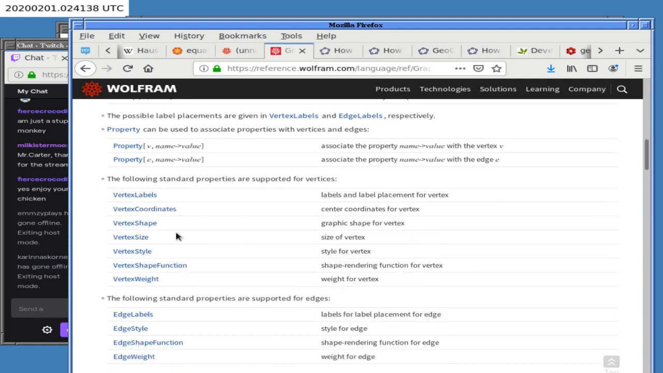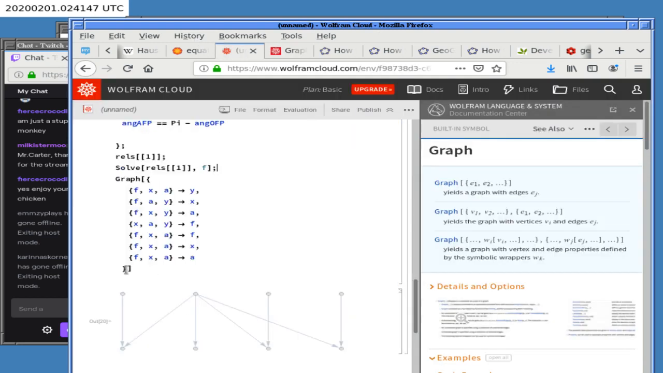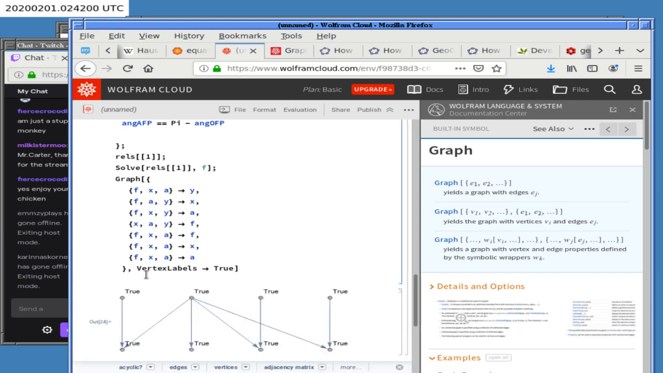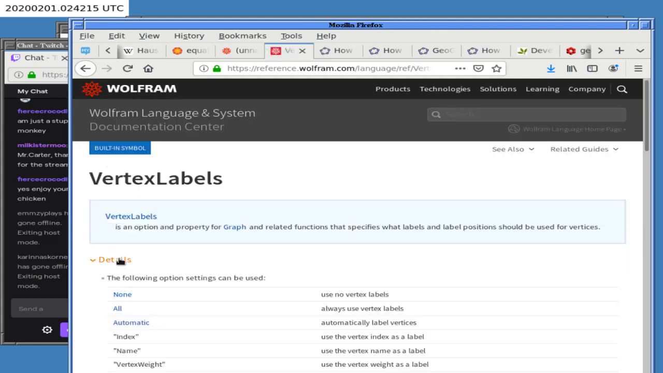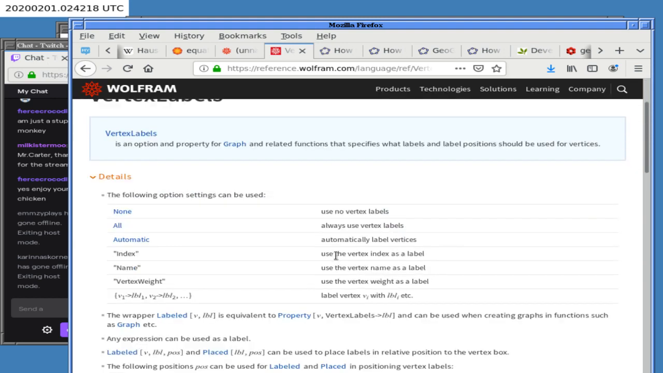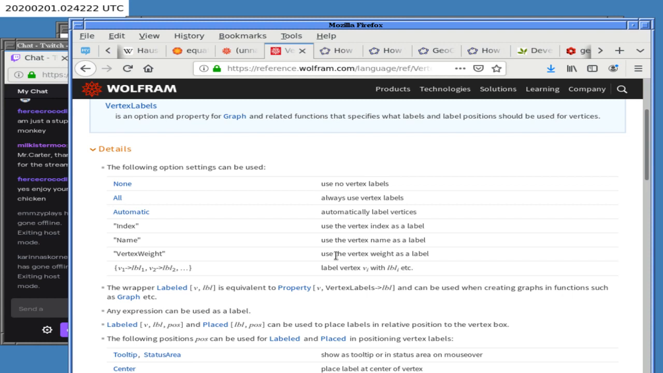Vertex labels. I'm hoping there's just a true. Let's see if we can just set vertex labels to true. Let's see if that's the magic sauce that we need here. Something tells me that's not going to work. Ta-da! That's actually pretty cool. That's what I meant to do. So maybe for vertex labels, we could give them some actual labels that are not the word true. None, automatic. I guess vertex labeled automatic seems like a good thing to do.